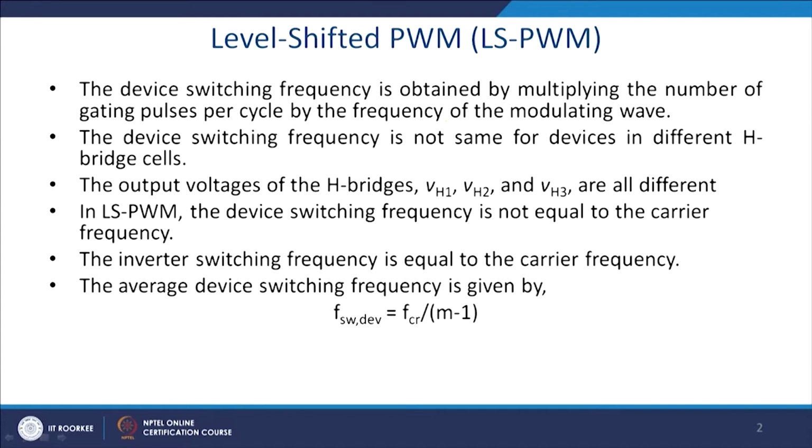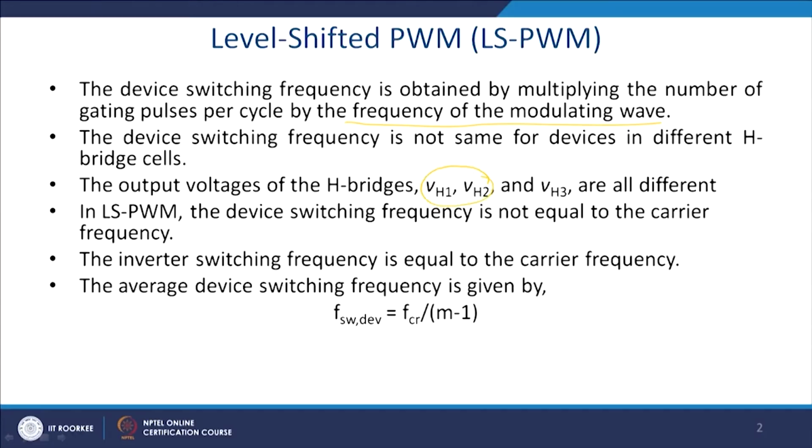The basic feature of the level shifted PWM is that the device switching frequency is obtained by multiplying the number of gating pulses per cycle by the frequency of the modulating wave. Moreover, the device switching frequency is not the same for devices in different bridge configurations. So, this is one of the disadvantages: the duty cycle, the RMS current rating and all those things will be different for the different switches of the H bridge.